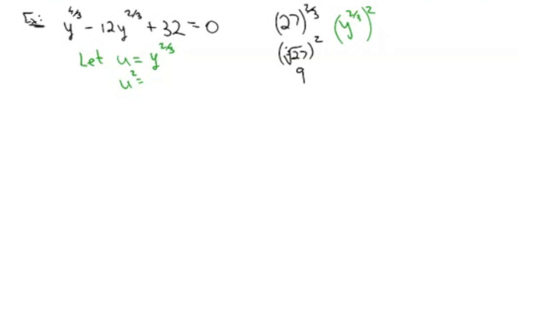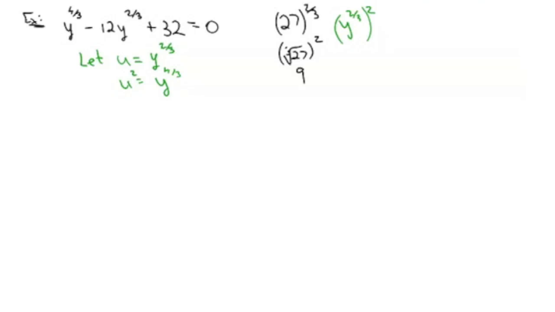What do you do with a power to a power? Multiply. Base times base, you add the exponents. Power to a power, you multiply them. So 2/3 times 2 is 4/3. 2 times 2 is 4, 1 times 3 is 3. You get 4/3. So this actually turns into y to the 4/3. If it didn't, we'd be in a bit of trouble.